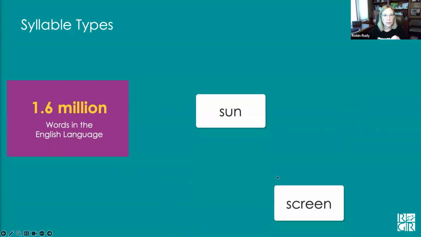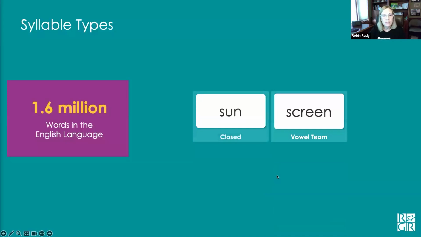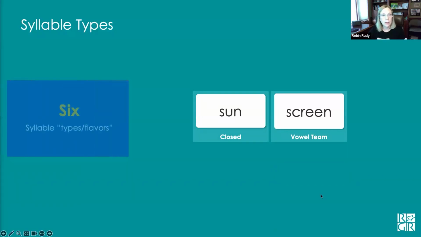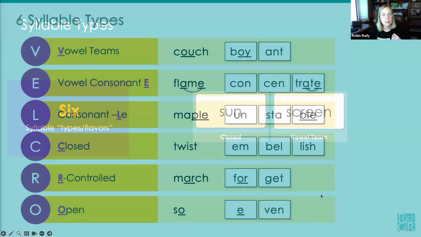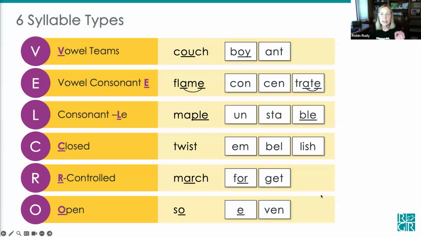So let's look at this word, sunscreen. We could identify the first syllable in this word as being a closed syllable and the second syllable being a vowel team. So we have 6 flavors, and here they are. You see next to each one an example. So we have vowel teams, vowel consonant E, consonant LE, closed, R controlled, and open. This is not the order you teach them in. This is labeled like this because of the acronym Velcro, because Velcro is sticky and we want our kids to remember what these syllable types are.